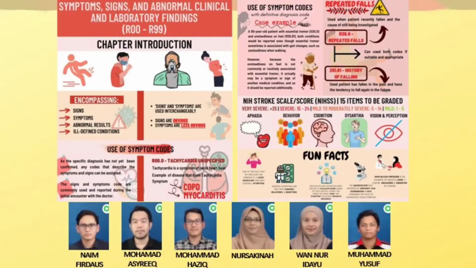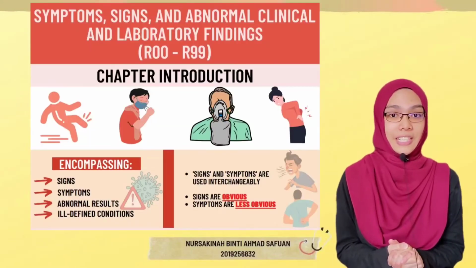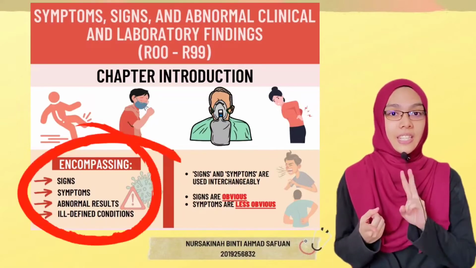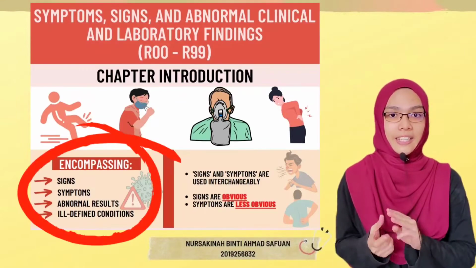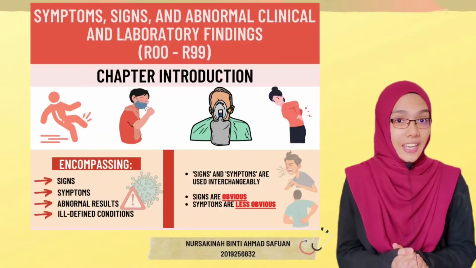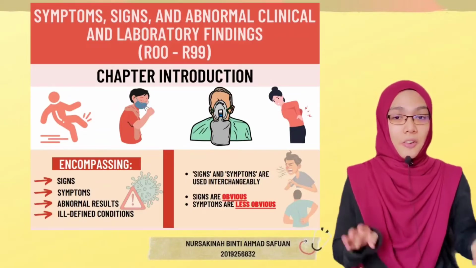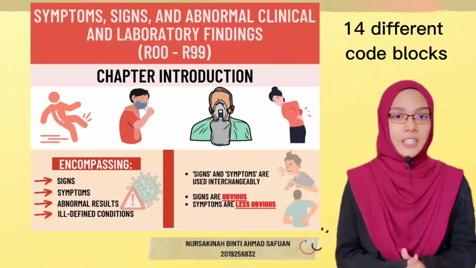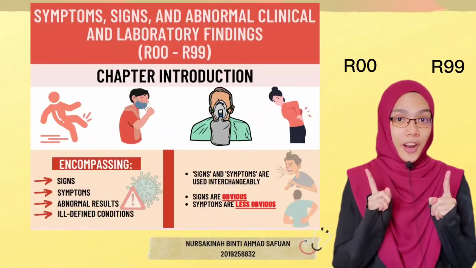Infographic presentation on symptoms, signs, and abnormal clinical and laboratory findings. As for the chapter introduction, this chapter consists of codes encompassing signs, symptoms, abnormal results, and ill-defined conditions. Interestingly, this chapter has 14 different code blocks ranging from R00 to R99.